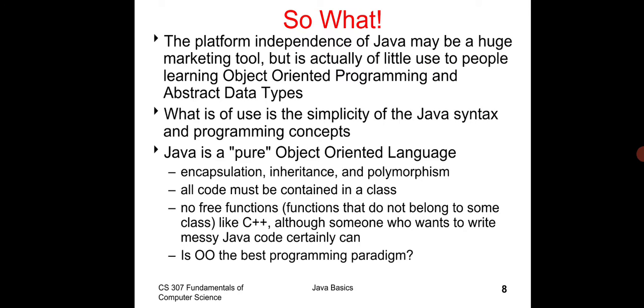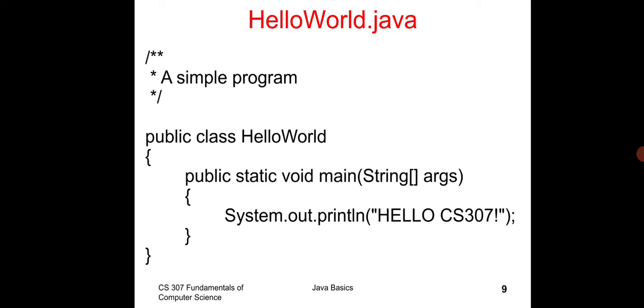Also it should start with the class. Without creating a class we cannot write a Java program. That's why we say that Java is a pure object oriented language. Then HelloWorld.java: public class HelloWorld, public static void main, String arguments. Here this is a simple Java program, public class HelloWorld. Here we have the class name as HelloWorld.